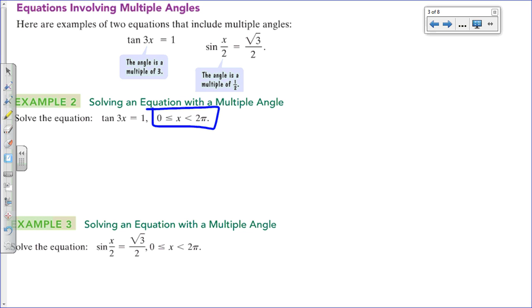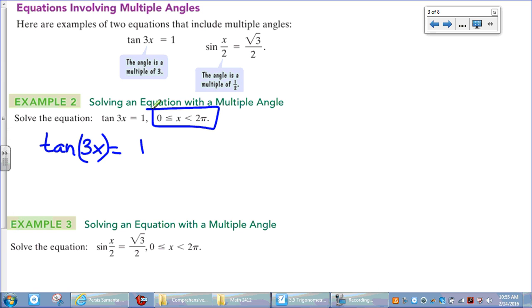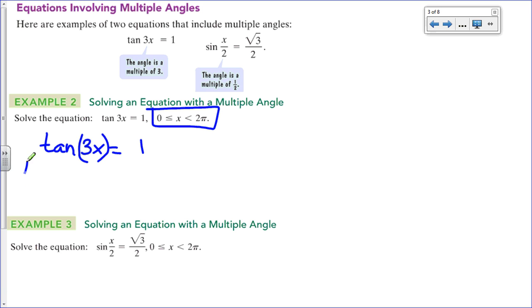So what we're going to do here, we have our equation: tangent of 3x is equal to 1. Here you have to keep in mind that 3x goes together, okay? So we cannot really say divide by 3. What we need to do instead is take the tangent inverse. If you apply tangent inverse here, it will cancel, right?